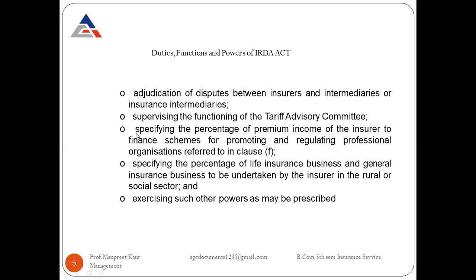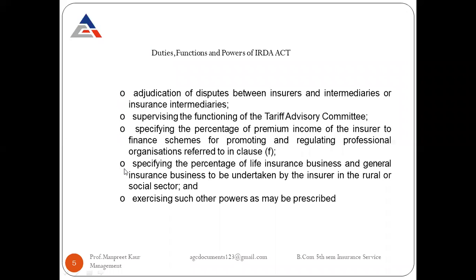The next point is specifying the percentage of premium income of the insurer: what particular amount of premium an insurer pays after a prescribed period of time. To whom do they pay? To the financial scheme. For what purpose? For promoting and regulating the professional organizations referred to in clause F. So how much of the insurer's premium income is to be paid according to the financial scheme? These premiums are paid for the purpose of promoting and regulating the professional organizations.